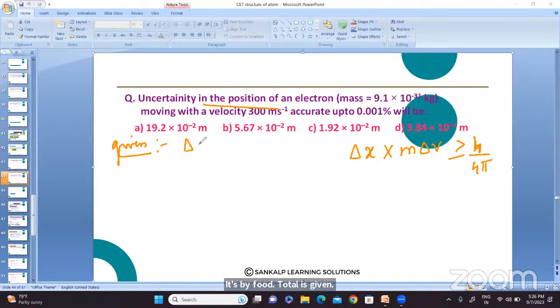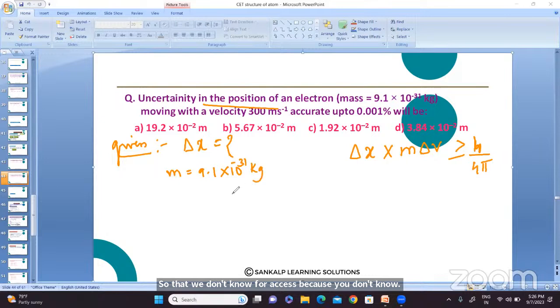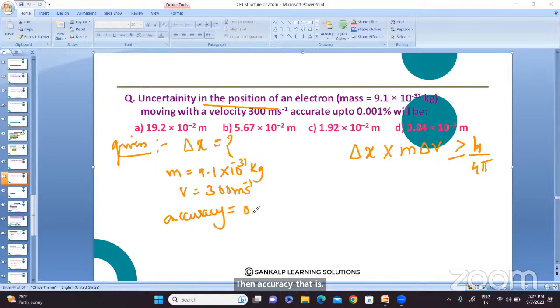What all is given? Now, given things. The uncertainty in position is x, that we don't know. Then mass of electron is 9.1 into 10 raised to minus 31 kg. Then velocity is given as 300 meter per second. Then accuracy is given as 0.001%.